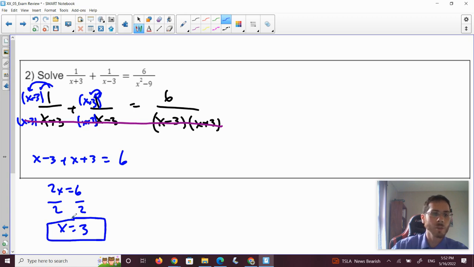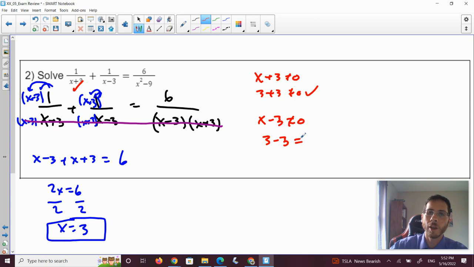All right, so the one thing we have to do is double check to see if it's allowed or not allowed. x plus 3 is not allowed to be 0. 3 plus 3 is not 0, so that one's okay. Now we have to do this x minus 3. x minus 3 is not allowed to be 0. But 3 minus 3, we get 0, which is not allowed. So that breaks. This isn't actually a solution. This is one of those fake solutions. This one's extraneous. So it looks like there's going to be no solution.